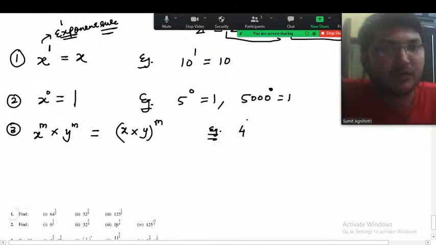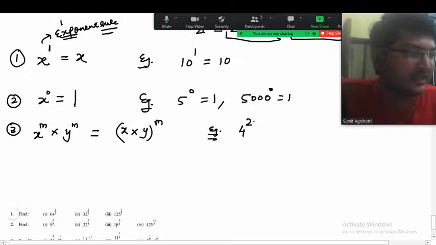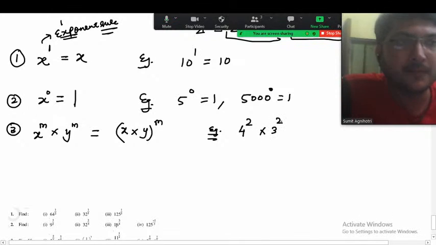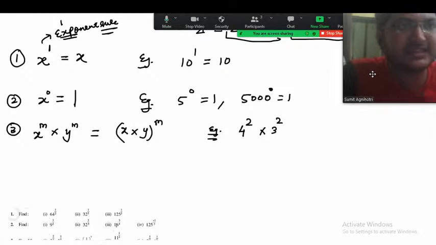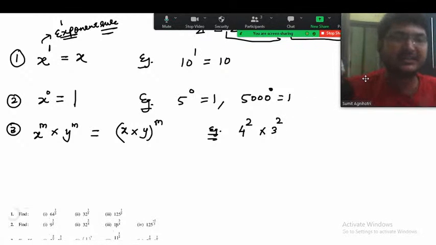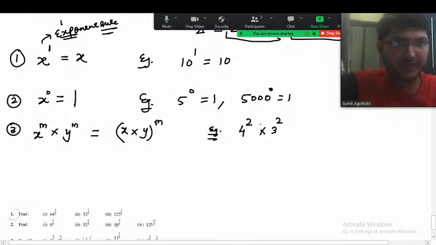Let's say I'm having 4 raised to the power 2 and I'm also having 3 raised to the power 2. Here what we observe is we are having the same exponent, but these bases are different.